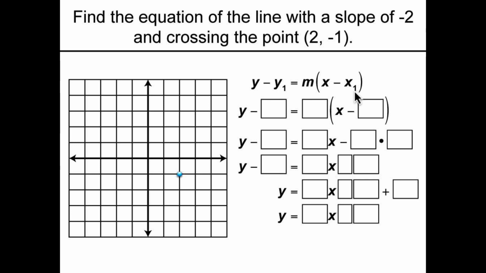There are three values you need: m, which is the slope of the line, x1, which is the x-coordinate, and y1, which is the y-coordinate. Plug these values into the point-slope form. So we get y minus -1 equals -2 times the quantity x minus 2.